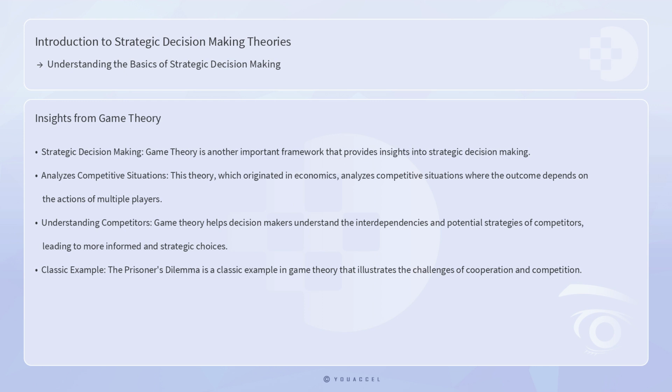Game theory is another important framework that provides insights into strategic decision-making. This theory, which originated in economics, analyzes competitive situations where the outcome depends on the actions of multiple players. Game theory helps decision-makers understand the interdependencies and potential strategies of competitors, leading to more informed and strategic choices. For instance, the prisoner's dilemma is a classic example in game theory that illustrates the challenges of cooperation and competition.